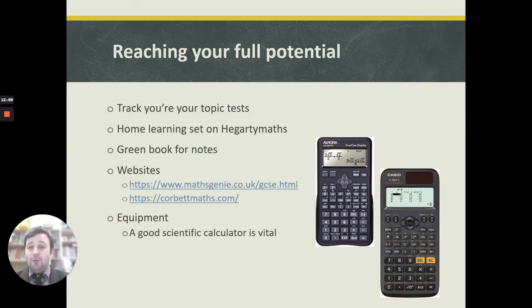So reaching their full potential. At the end of each topic we do a topic test and we keep track of those. But at the bottom of them we give them exactly what topics were assessed, what videos they can watch on Hegarty Maths, and then a space to write notes from those videos in their own time as part of their revision. And that would be fantastic if they were supported at home with that, having a look through the topic test and sharing those ideas.